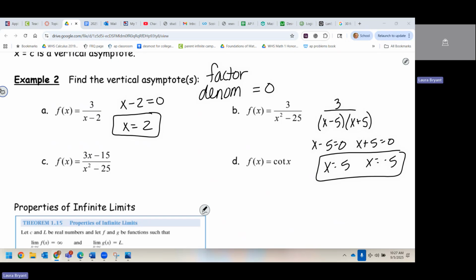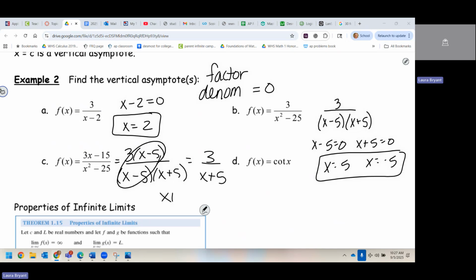And then letter C, in this case, both the numerator and the denominator factor. So I can do a greatest common factor on the top, and then just difference of squares on the bottom. Okay, then this cancels. Remind me what that is again. A hole in the graph. Very good. That is a removable discontinuity. Hole in the graph is a removable discontinuity. I'm left with 3 over x plus 5.